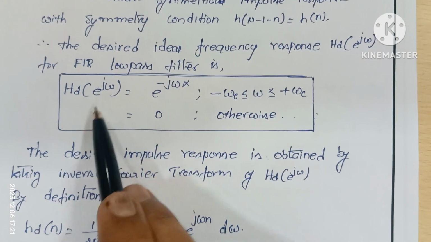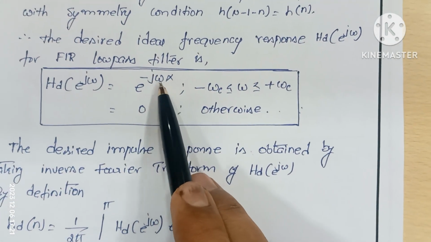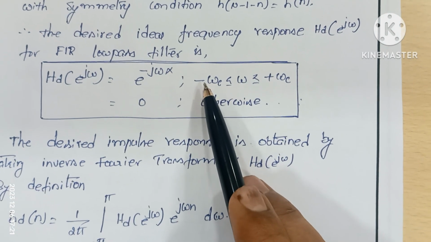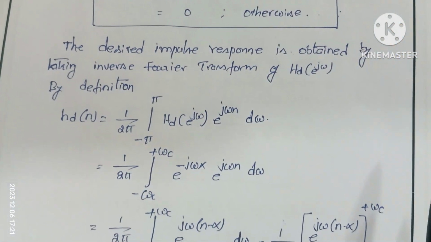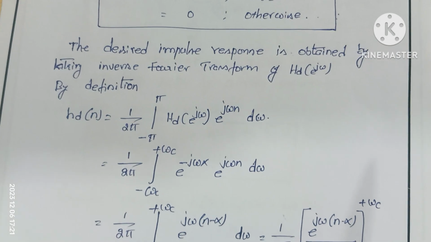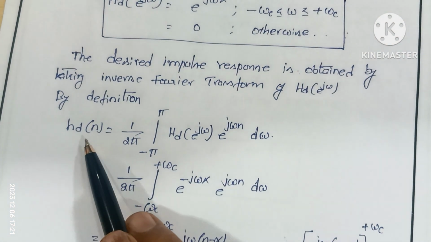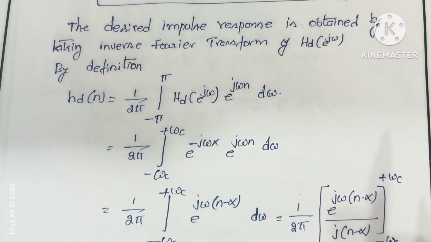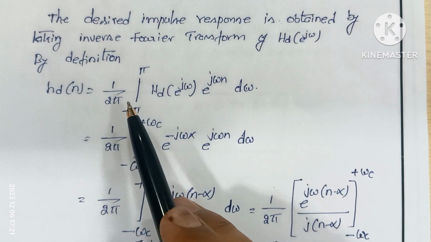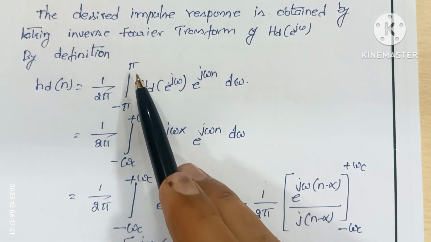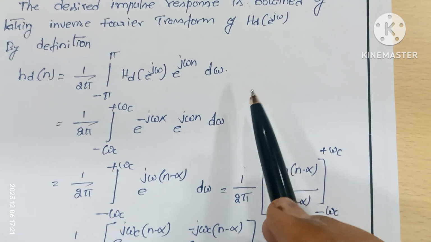HD of e power j omega, which is called the desired filter frequency response, is equal to e power minus j omega alpha over the period minus omega c to plus omega c, otherwise 0. So as per our sequence, the next step is to take the inverse Fourier transform of this HD of omega in order to get the infinite impulse response of the filter HD of n. By definition, the inverse Fourier transform HD of n is equal to 1 by 2 pi integral from minus pi to pi of HD of e power j omega into e power j omega n d omega.